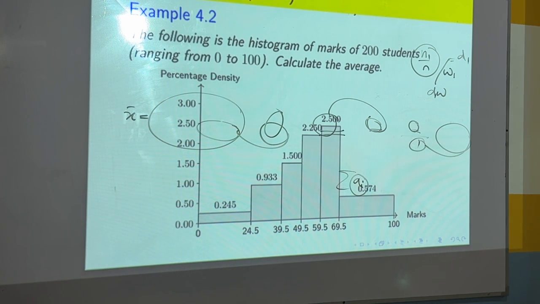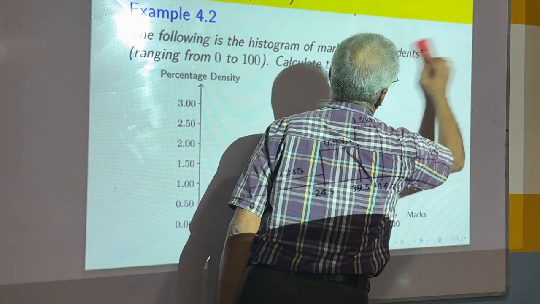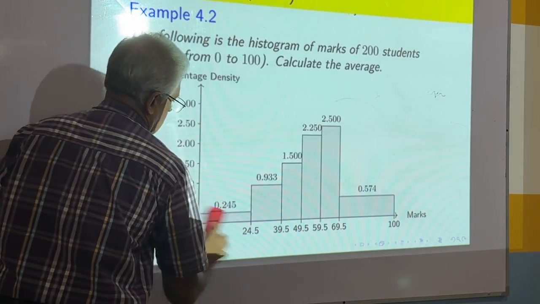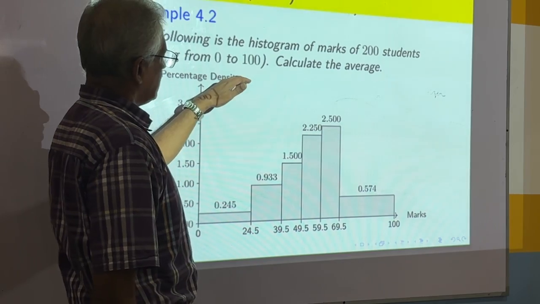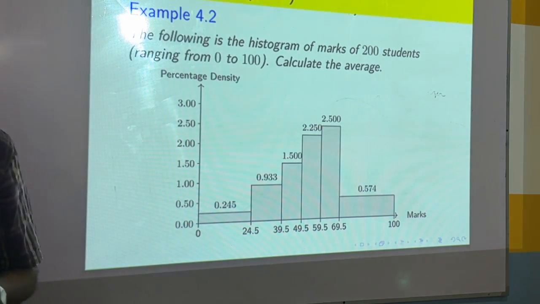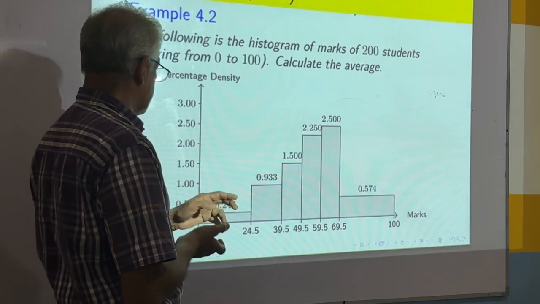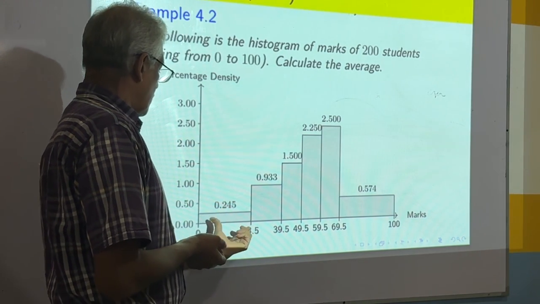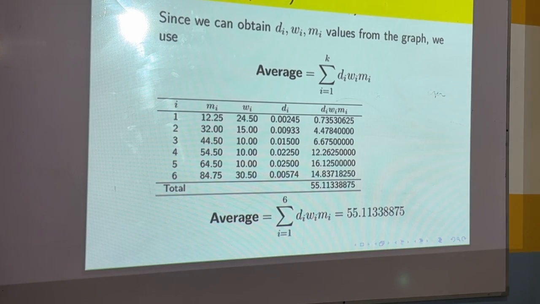Right. So suppose you are not given the data, but you have some kind of histogram given like this, and suppose you want to find the mean x bar. If you are given this percentage density here, then the total area will be equal to 100. So if you are given this, how do you find the mean? What you have here is the percentage density. You know the width, right? So therefore, using those things, we have to calculate the average.